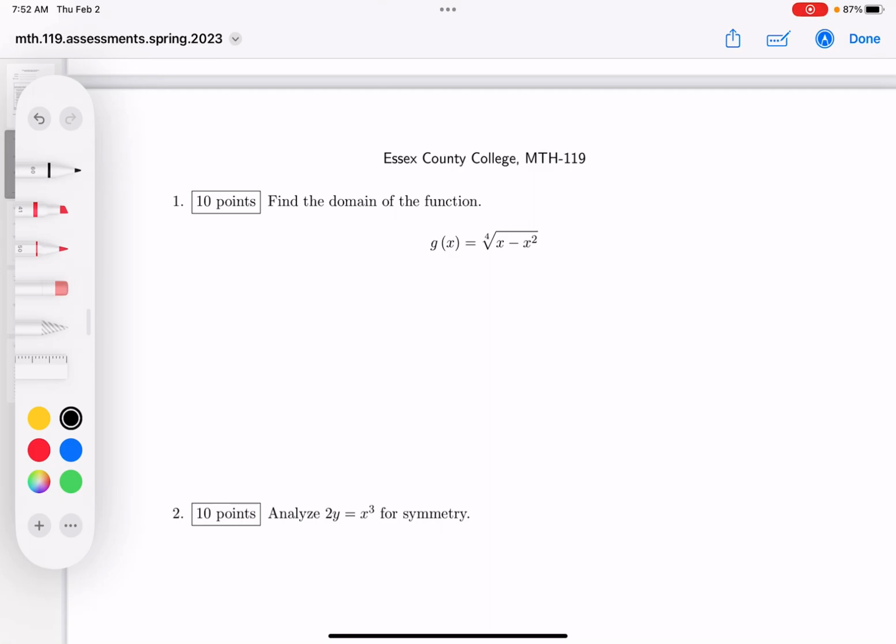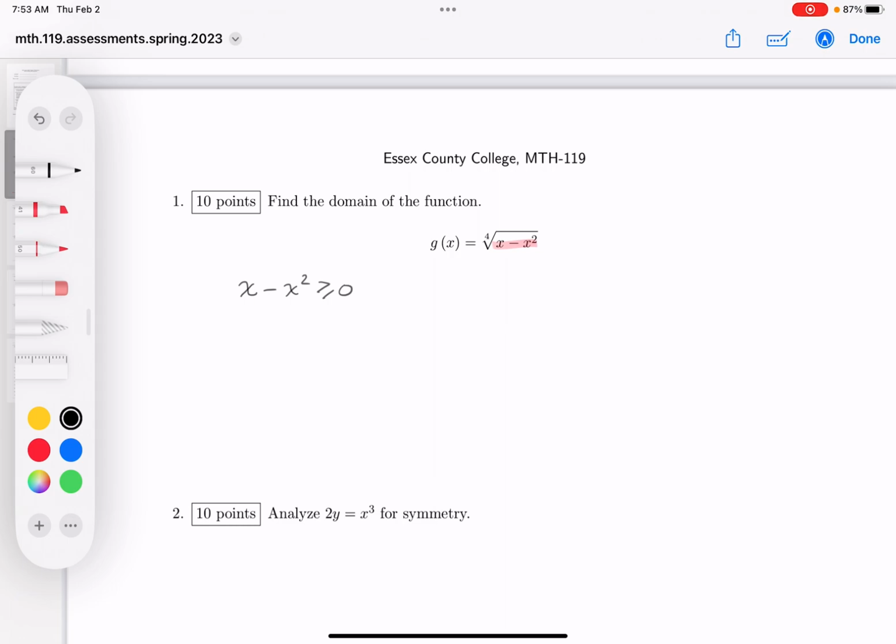Okay, number one is find the domain of the function. It's an even root. It's a fourth root. That means the radicand. The radicand is this over here. Give me 1 second. I'm going to highlight that for you. That's the radicand. The radicand must be greater than or equal to 0.